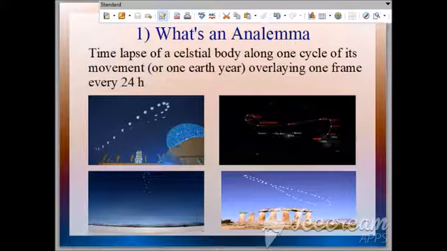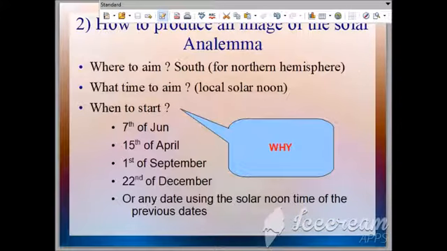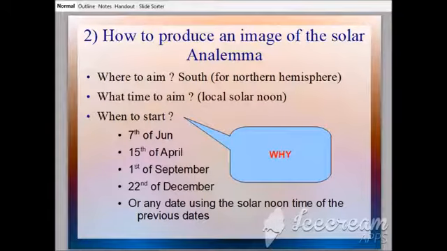Now the two on the bottom are solar analemmas, and the one on the left is nice and straight up, and as you see the one on the right is leaning a little bit, or leaning too much in fact. That depends on what time of the day you decided to start your solar analemma. So we need to study this a little bit, so we go to the next point, which is how to produce an image of the solar analemma.